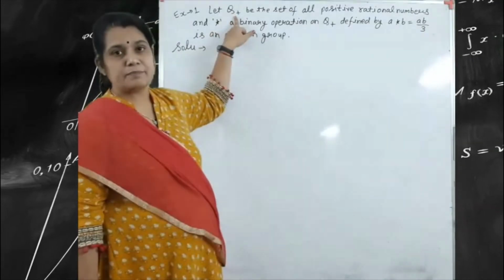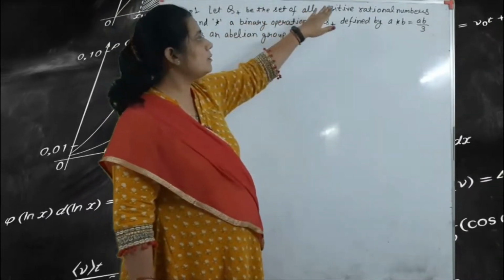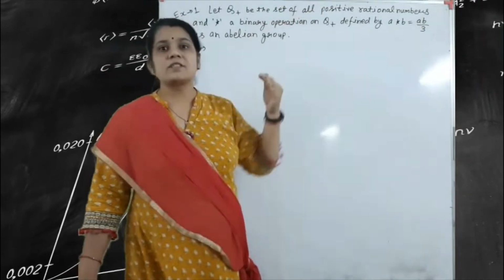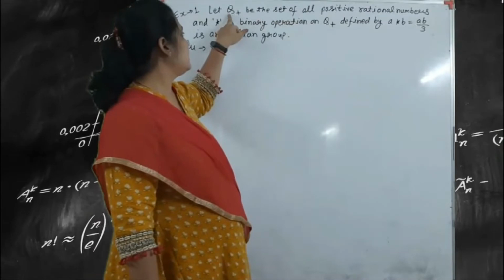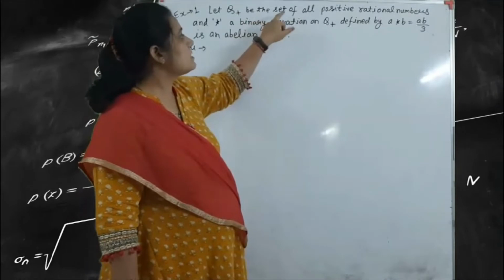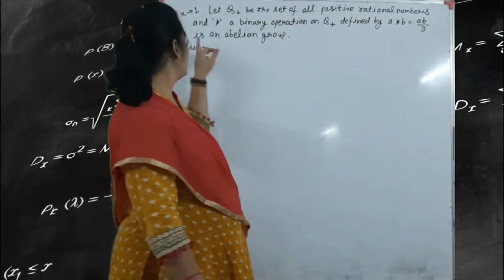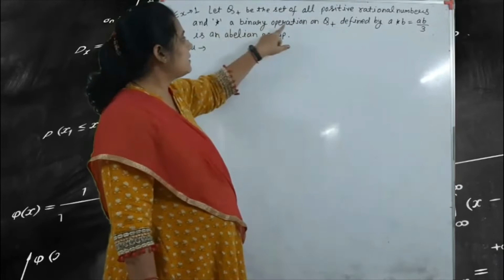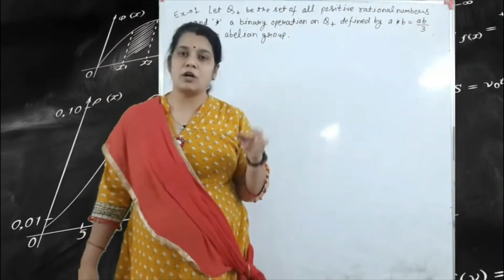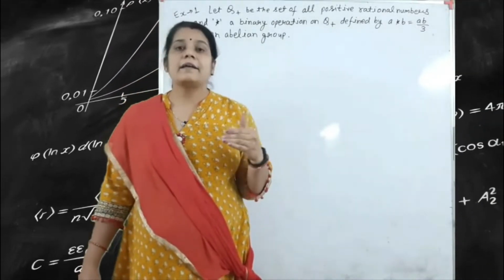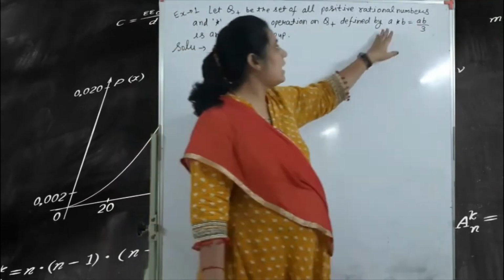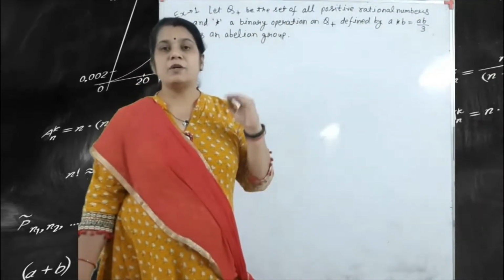Let Q plus be the set of all positive rational numbers. Sometimes it is not given that all positive rational numbers. So read carefully. Here we write the Q and the suffix we write the plus sign. That means Q plus be the set of all positive rational numbers and star a binary operation on Q plus. That means we are given the set Q plus, all positive rational numbers, and the operator is star. So operator is defined by, so we have A and B, two elements belonging to Q plus.